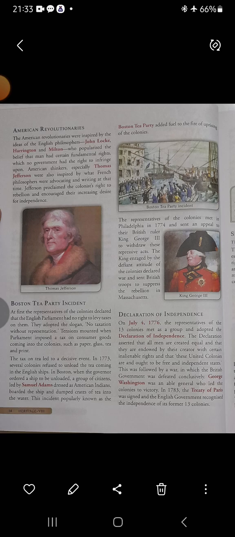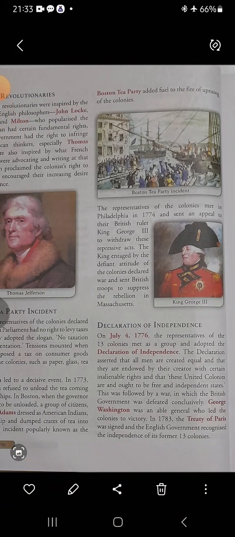On July 4, 1776, the representatives of the 13 colonies met as a group and adopted the Declaration of Independence, which asserted that all men are equal and endowed by their Creator with certain inalienable rights, that means non-transferable rights, and that these united colonies ought to be free and independent states. The British government was defeated in the war, and George Washington was a general who led the colonies to victory. In 1783, the Treaty of Paris was signed and the English government recognized the independence of the 13 colonies. In this way, America got independence from British colonial rule.